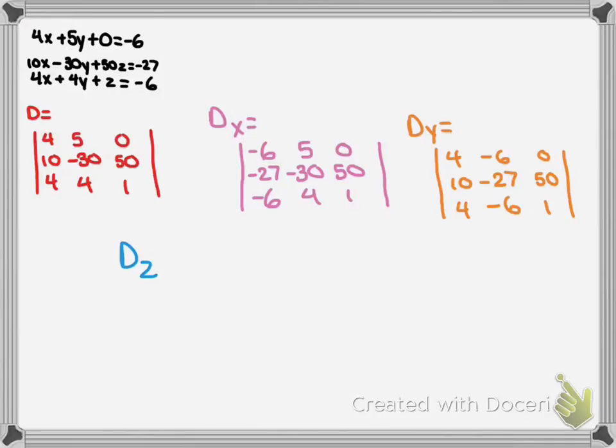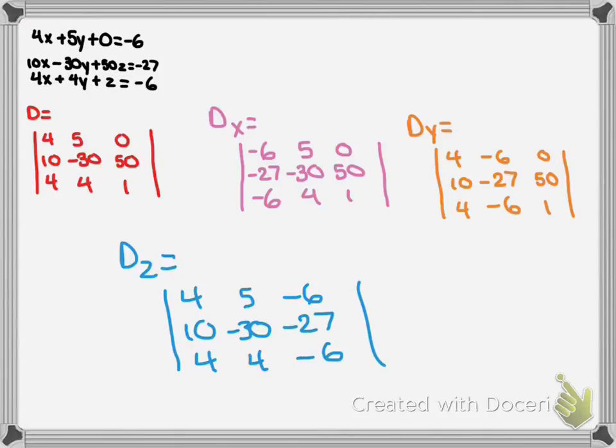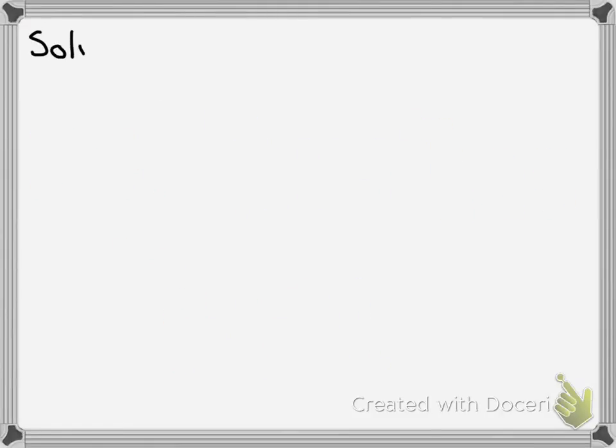The next determinant that we have to find is d sub z. In this one we have to replace the z column with the answers. So the x column stays the same, so it's 4, 10, and 4. The y column stays the same as well, so it's 5, -30, 4. And the z column changes to -6, -27, and -6. We now have to solve in order to find them.